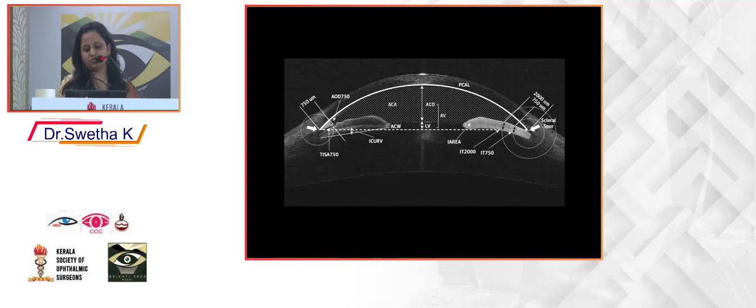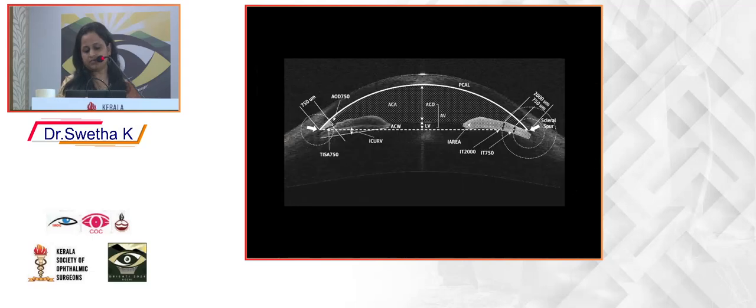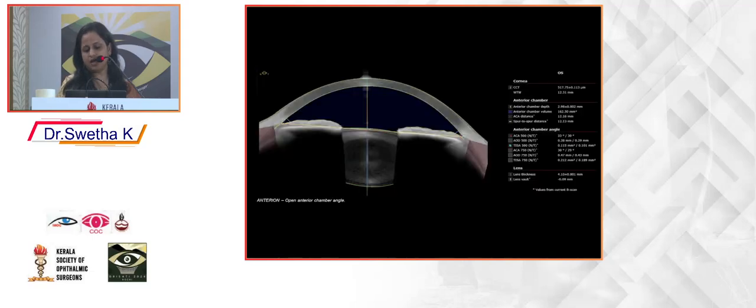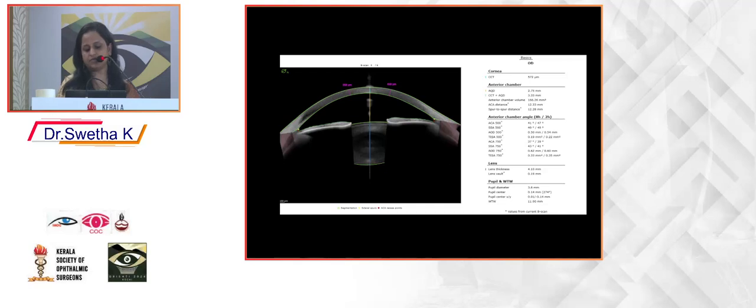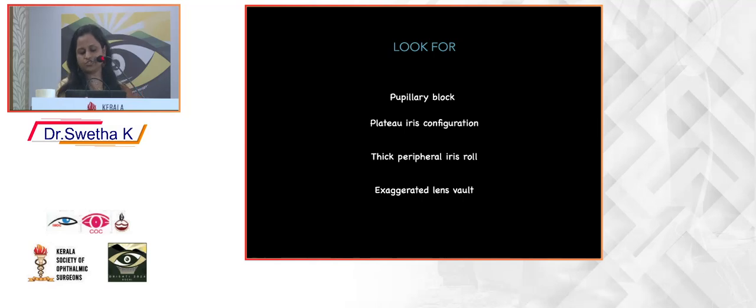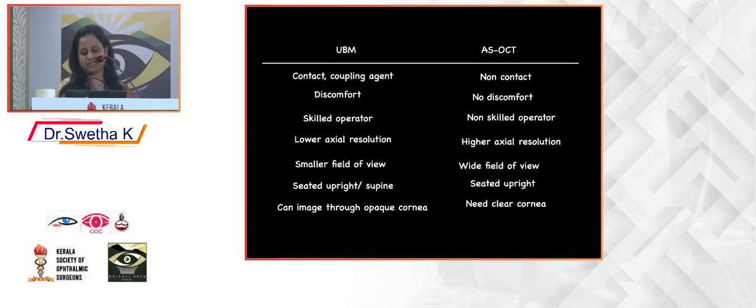Among them, the most important is the lens vault. Well, lens vault does have an important mechanism in angle closure. And it's not just the apposition of the iris and the trabecular meshwork that we are interested in. We have to see the iris thickness also. An increase in the peripheral roll of the iris also gives more chance of getting an angle closure. So look for pupillary block, plateau iris configuration, thick peripheral roll of iris, and exaggerated lens vault.